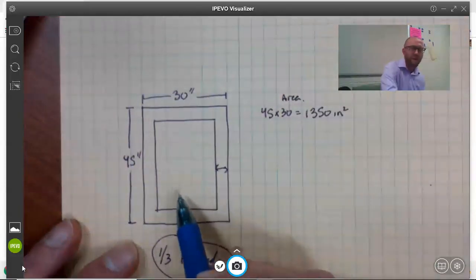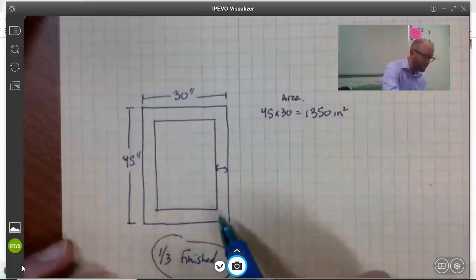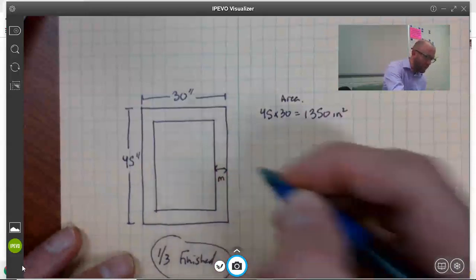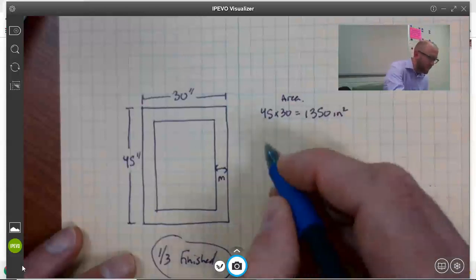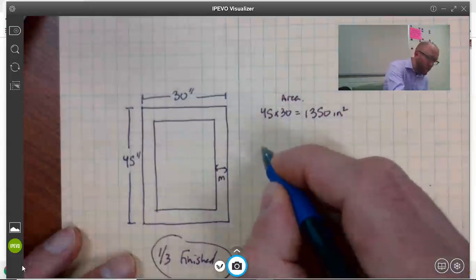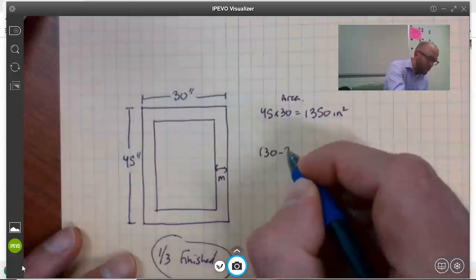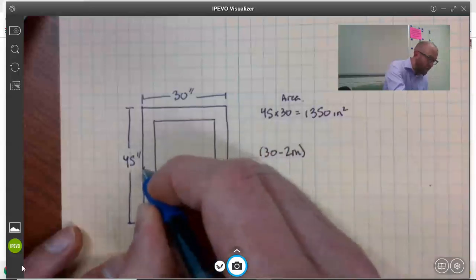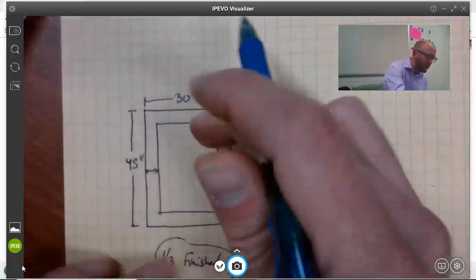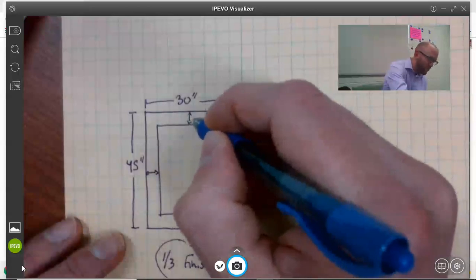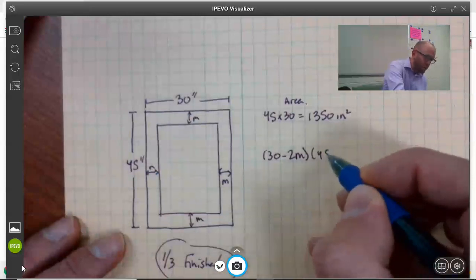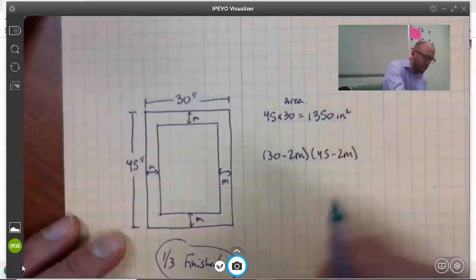And the area of the small inside part is going to be, we'll call this width, say, I don't know, we'll call it M for no particular reason. So we've got 30, and it's going to be minus M on both sides. So 30 minus 2M, right? So that's the width of the inside. And then the height will be the full 45 take away 2M as well.